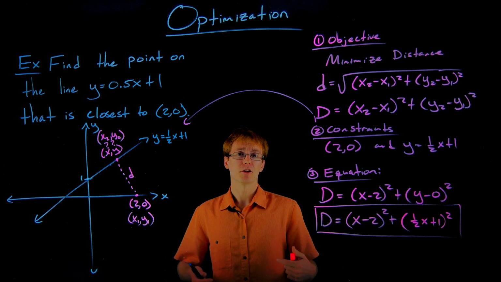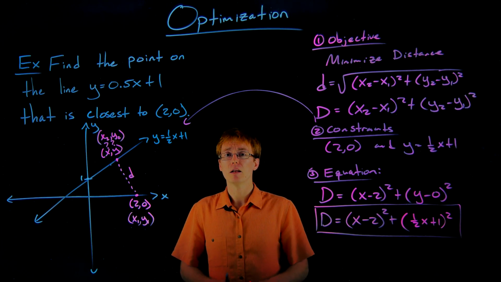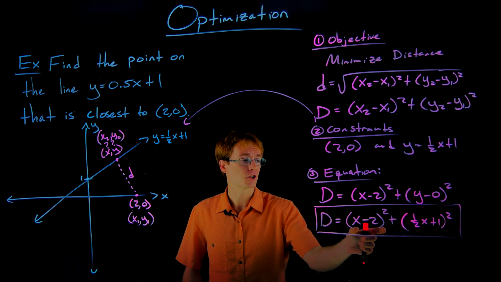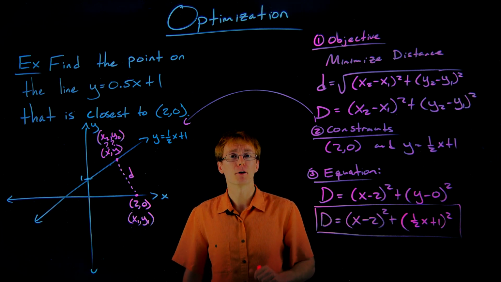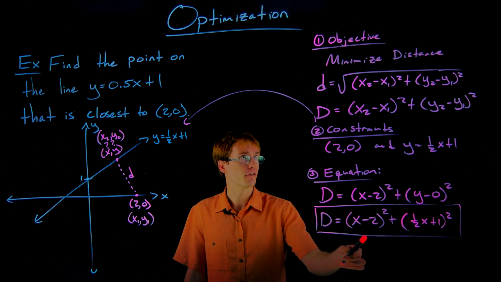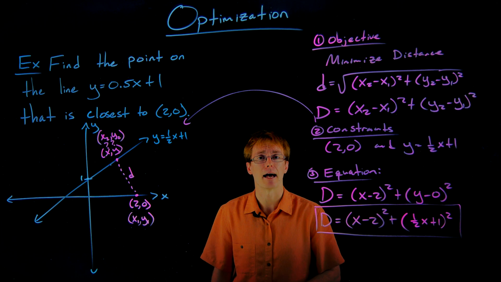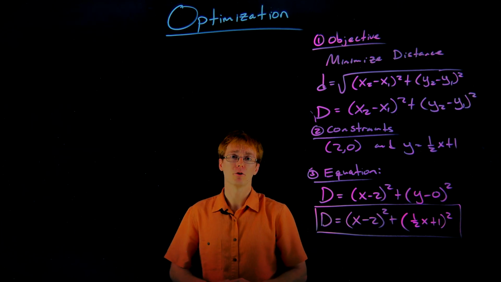All right, with all the work we've done so far, we've just reduced this kind of abstract optimization question, this word problem, down to now just a more familiar max-min problem. Now we're just trying to find the minimum value of this function. So let's go ahead and do just that.